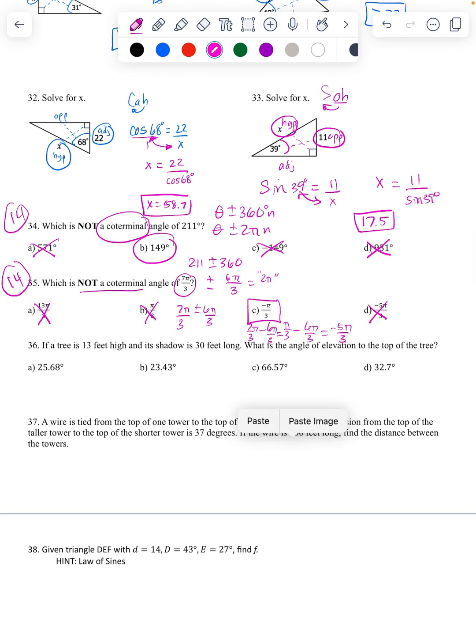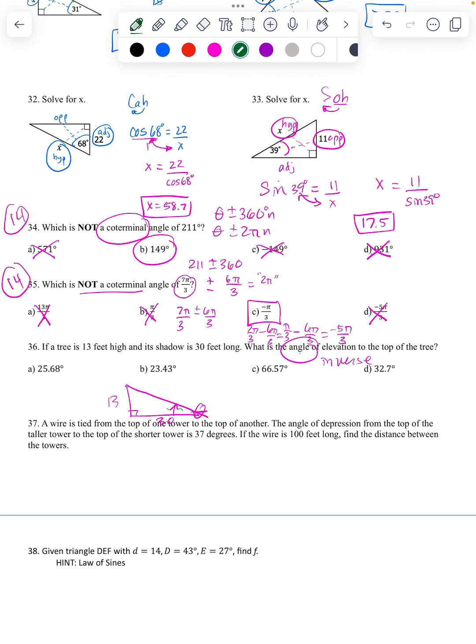Here I'm probably going to need a picture. A tree is 13 feet high and its shadow is 30 feet long. What is the angle of elevation to the top of the tree? Okay, first of all, we're looking for an angle, so you should be thinking inverse. An angle of elevation means up from the ground, so they're asking about this angle down here. Across from the angle is opposite, and across from the 90 is the hypotenuse, and that would make the 30 the adjacent side.